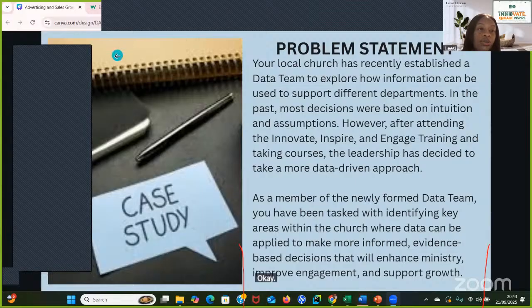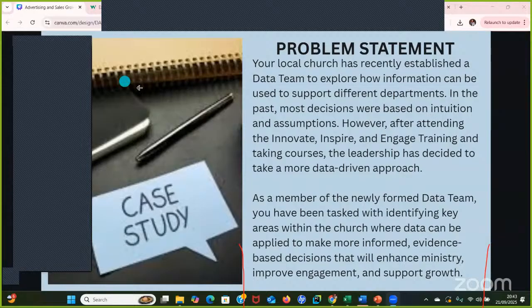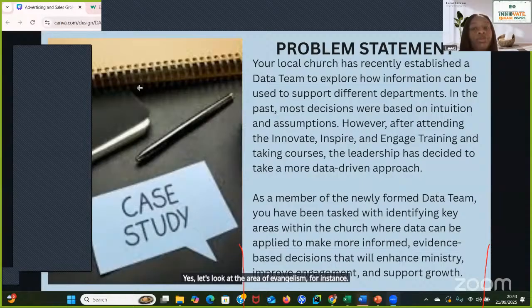I can't see everyone. In case there's a hand up, you can just unmute and speak. Okay, JC, I can see you, please. Yes, let's look at the area of evangelism, for instance. Okay.